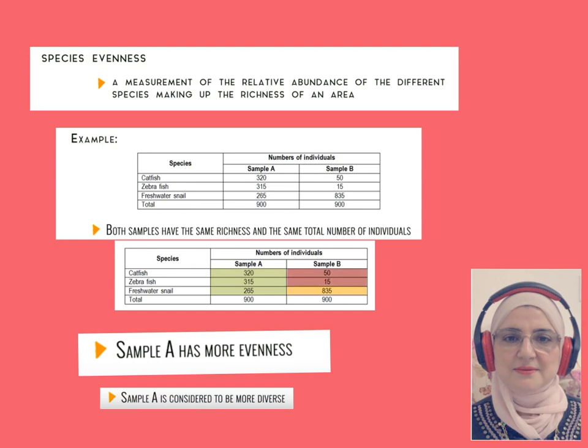But we can say that sample A has more evenness compared to sample B, because the number of individuals in each species in sample A are all nearly or almost equal.